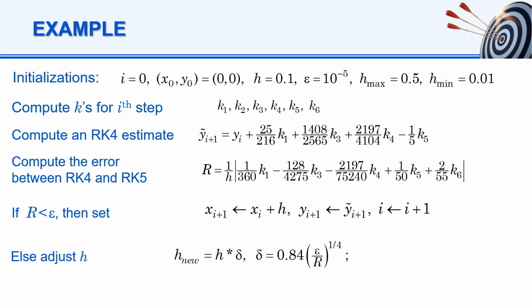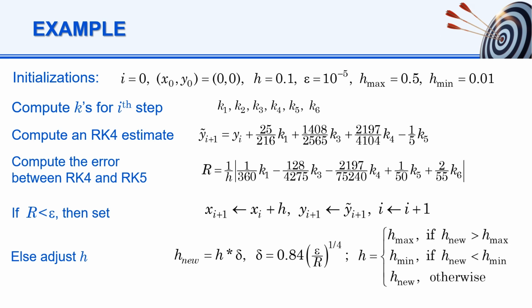Afterwards, we can calculate the new interval size for the next step and make sure that it is not smaller than Hmin or larger than Hmax. We also need to check if X has reached the terminal point.